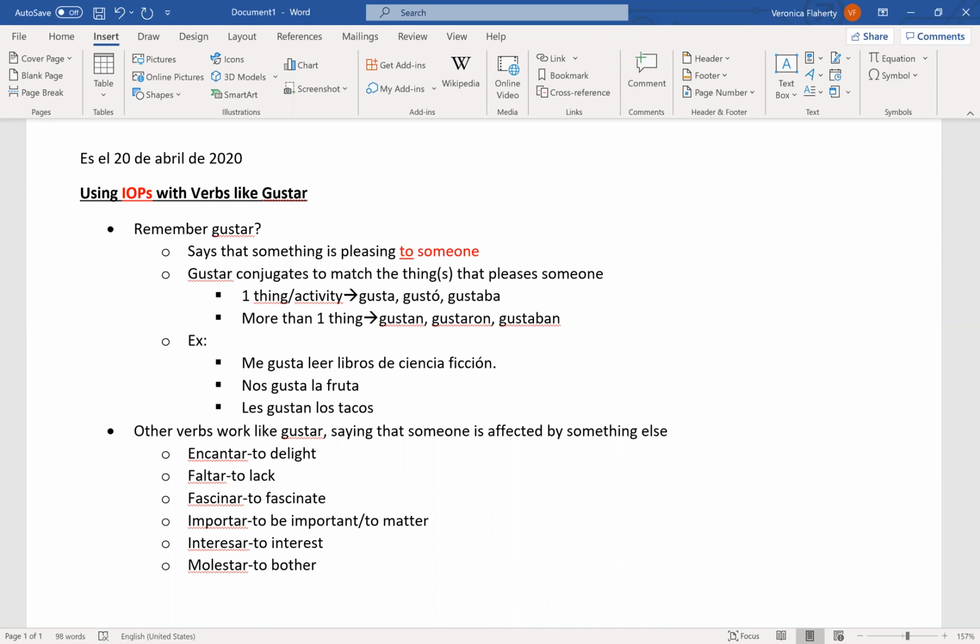Okay, so we have encantar, faltar, fascinar, importar, interesar, and molestar. It's nice because these are all AR verbs, so they're going to be easy to use because they'll have the same endings as gustar.